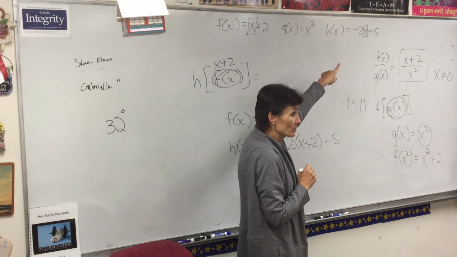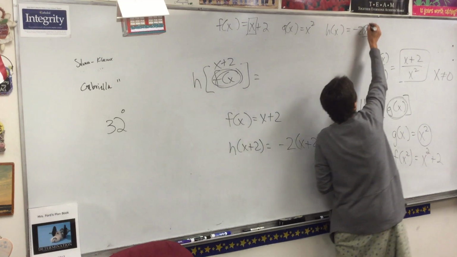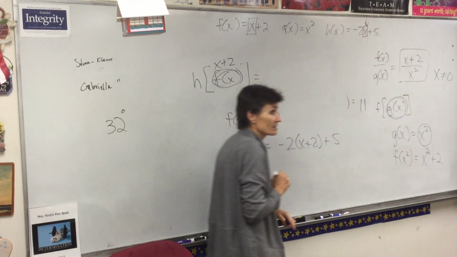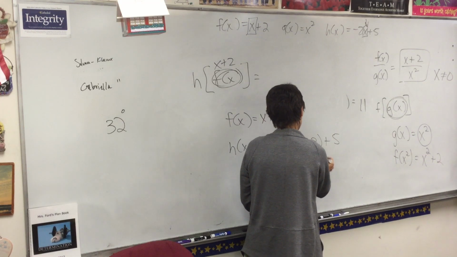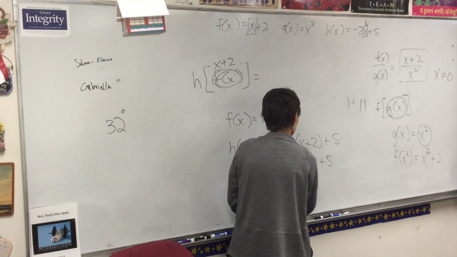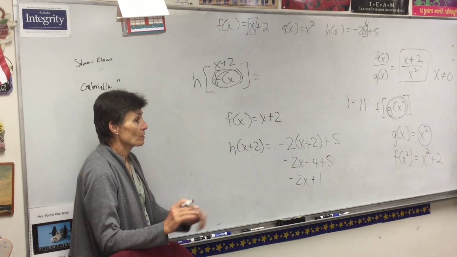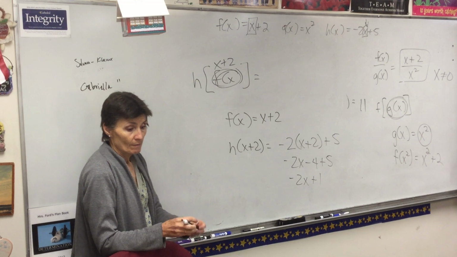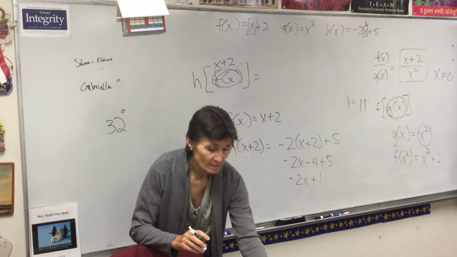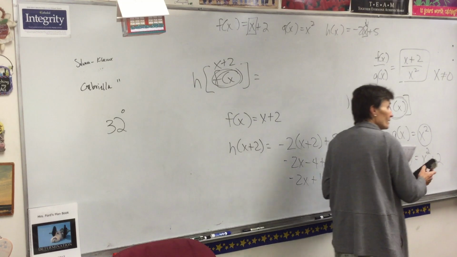That is the H function, but this has to go in place of the X. So that's negative 2x minus 4 plus 5, negative 2x plus 1. And that's it. That's your answer. You don't need to do anything else with that. All right. We'll practice some more in a minute. We have one more section to do here, and then if we have time.